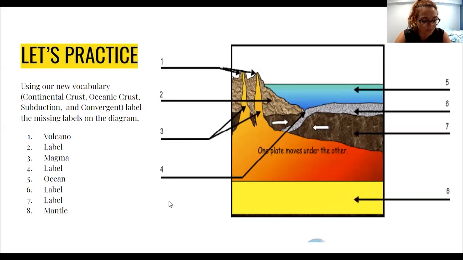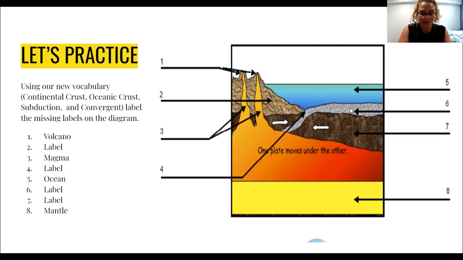Now let's look at number 4. All right, what do we have happening here? What process is happening in this particular spot? Yes, we have that V forming, right? And when the V is forming, what is going on with the crust there? It's being pulled down. And what is our new term for being pulled down? Yes, that is a subduction zone. So that is subduction. Very good.